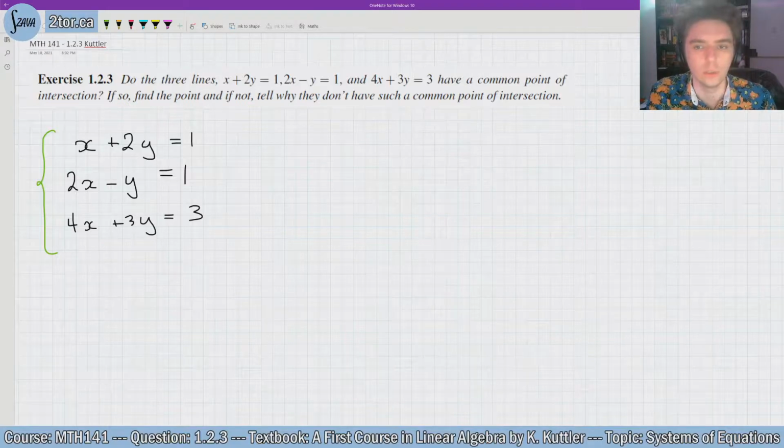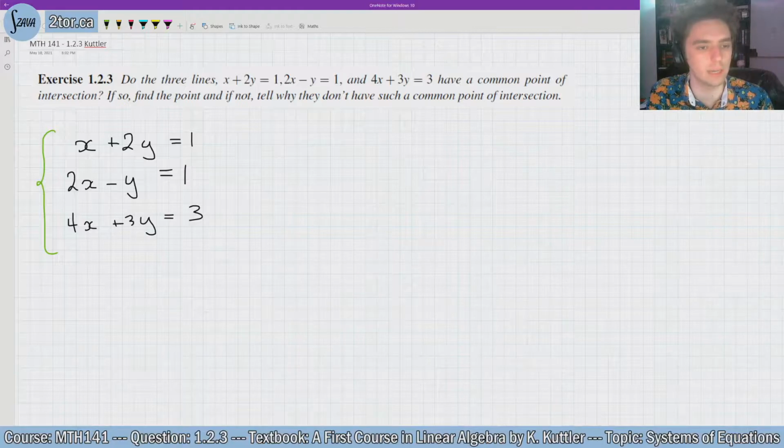Okay, so we're trying to see, does this system have a common point of intersection? Is there a solution to this system? Those two things mean the same thing. Three lines having a common point of intersection and a solution to the system of those three lines, the exact same idea, just phrased in different ways. Right? So we can figure that out by doing row operations on this system to get it in a form where we can solve for x and y, right?